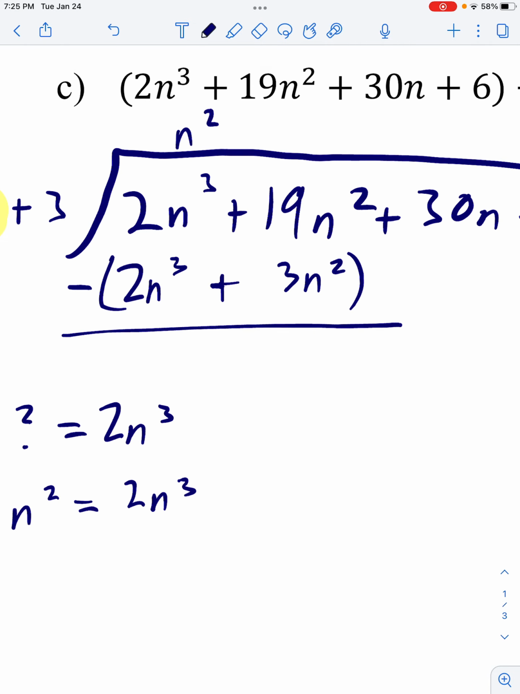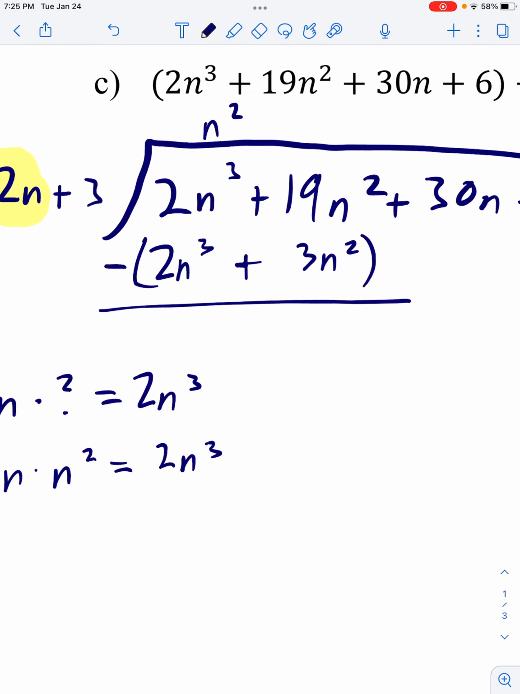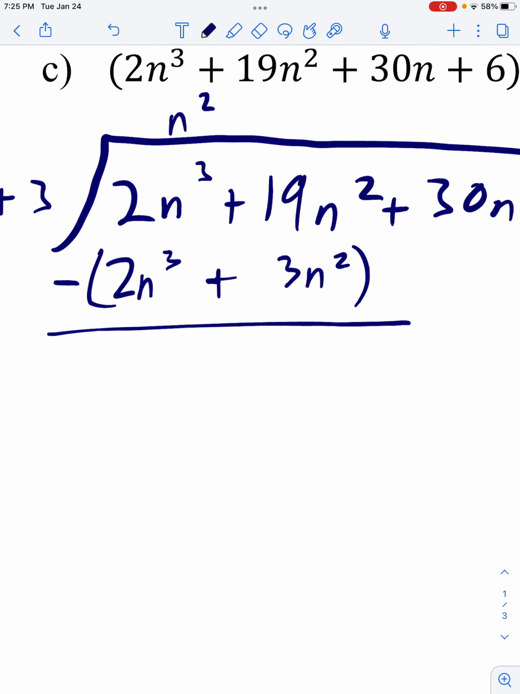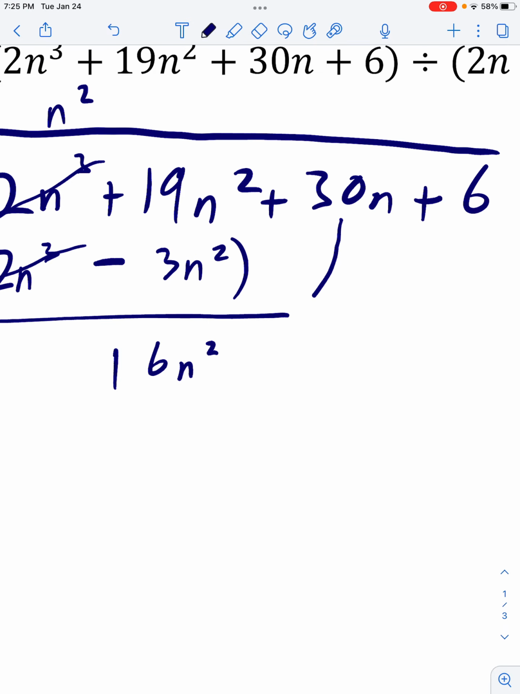Again, I like to change this into an addition problem, okay? So we're going to make this a plus, make that a minus, and then we've got to make that plus sign a minus sign, okay? So 2n cubed plus minus 2n cubed, those are going to cancel, okay? 19n squared plus minus 3n squared is going to be 16n squared. And then I've got to drop down this 30n, that plus 30n.